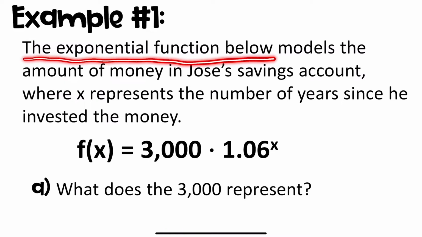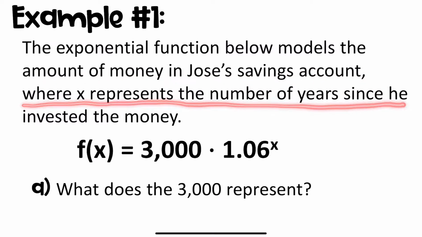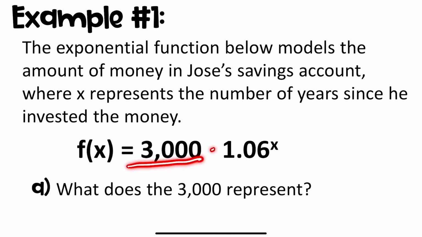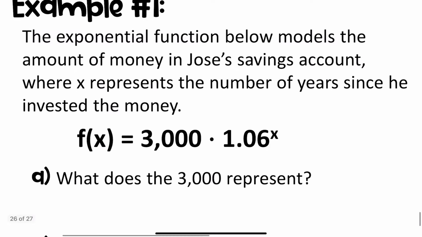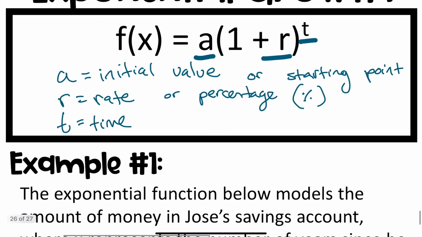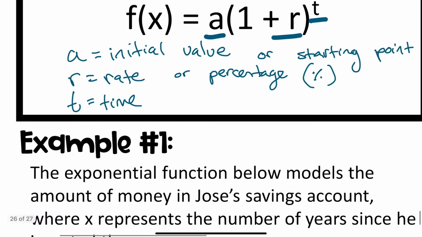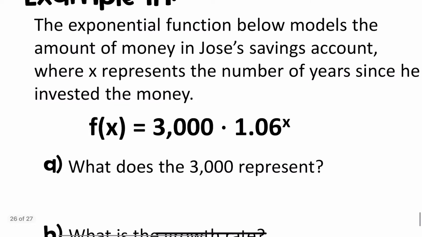The exponential function below models the amount of money in Jose's savings account, where x represents the number of years since he invested the money. So this is what we got. 3,000 times 1.06 to the x power. The first question is asking us, what does the 3,000 represent? Okay, so let's take a look at that formula one more time. So I'm seeing that that is the first number in our equation, A. A is our initial value.